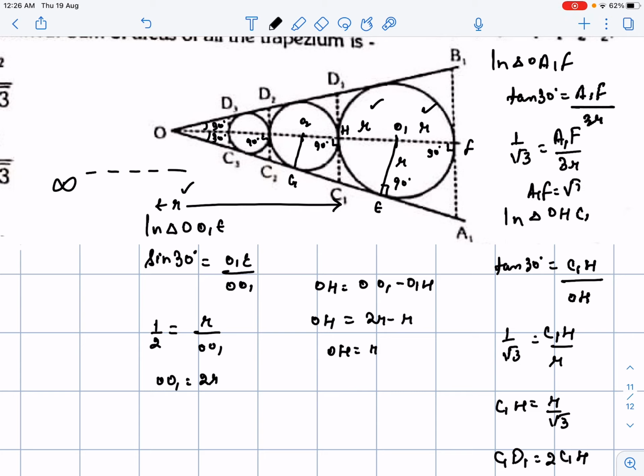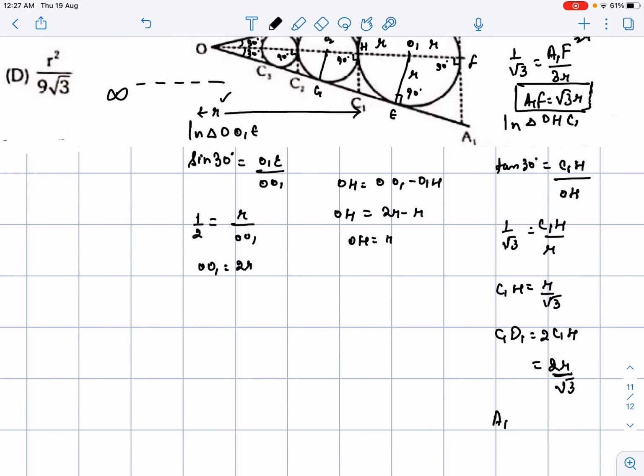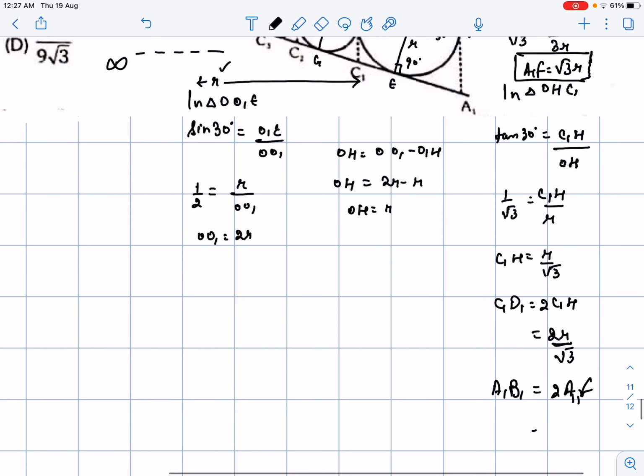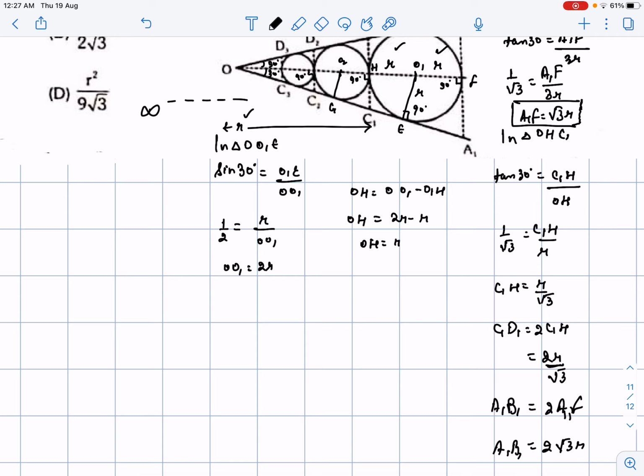root 3r over here. As soon as we got the value of A1F as root 3r, we'll be going to get the value of A1B1 by doubling the value of A1F. So the value of A1B1 will be becoming 2 times of A1F, that is 2 times of root 3r, that is 2 root 3r. We got the value of A1B1, we got the value of C1D1, and we do know the value of HF over here.